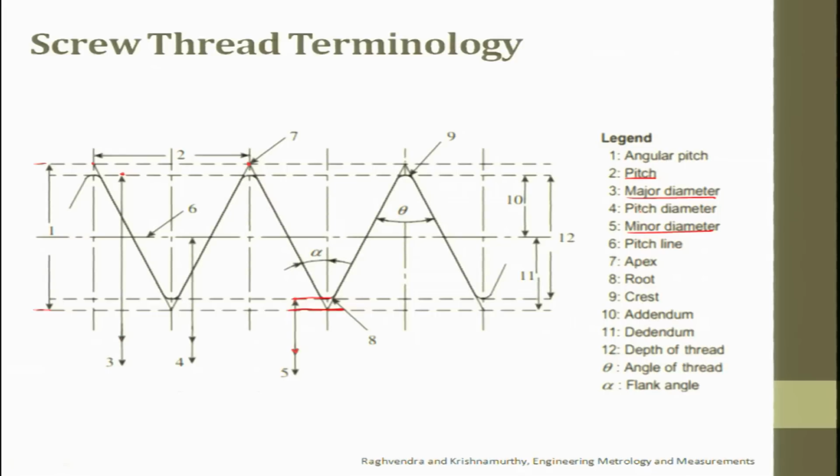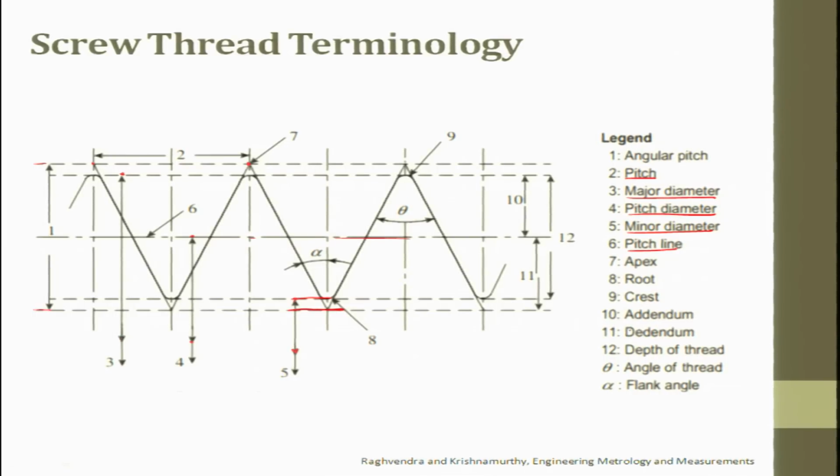And what is pitch diameter? Pitch diameter is measured from the center, the coaxial axis, to this point; we call it the pitch diameter. What is a pitch line? The line passing through is nothing but the axis line, called the pitch line: the axis of the screw, the center portion of it.